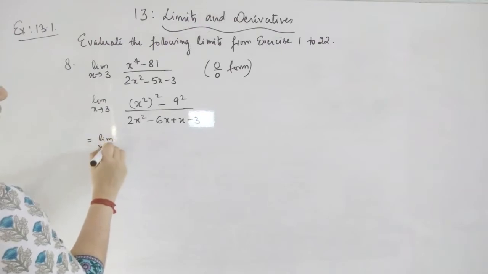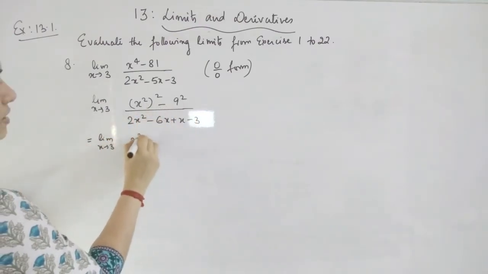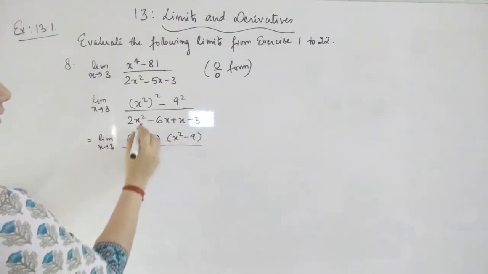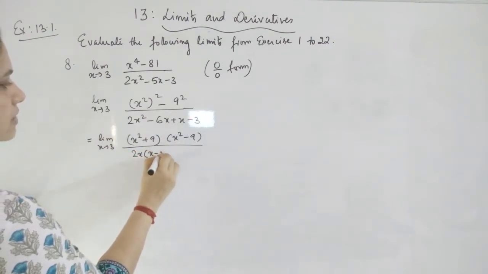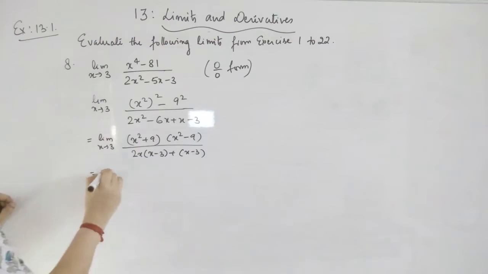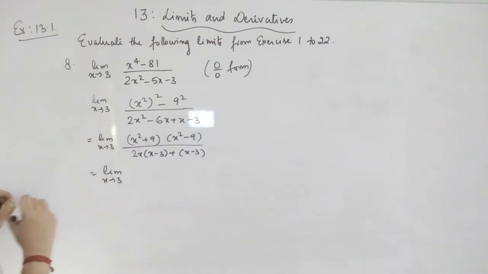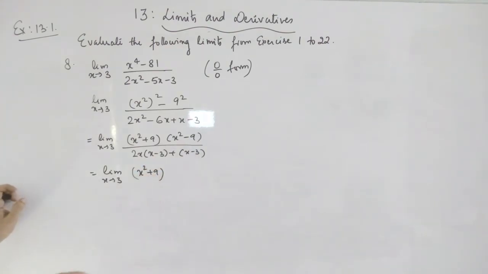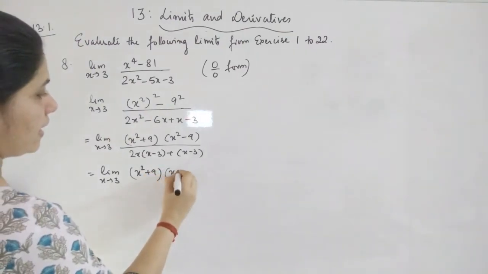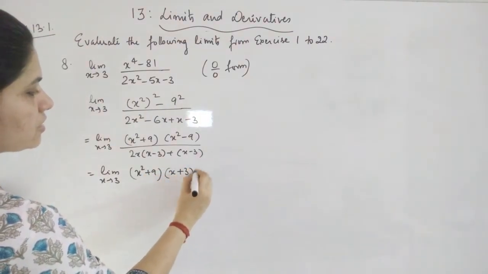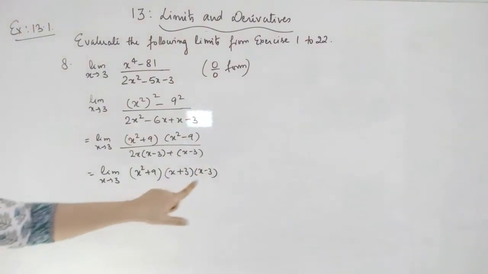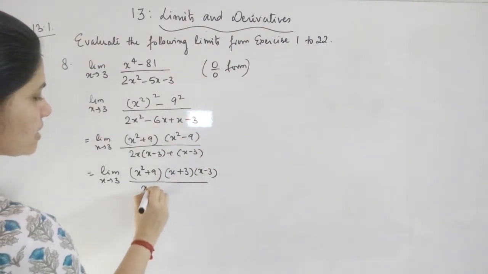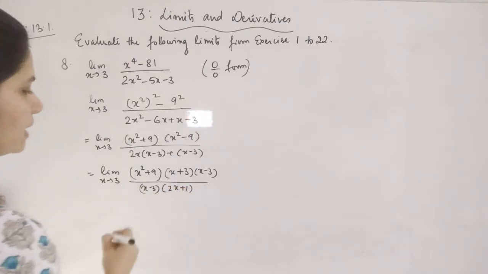Again the numerator can be written as, this is a square minus b square, so it is a plus b into a minus b, divided by, here 2x can be taken out, you will get x minus 3 plus x minus 3, so that this will give you limit x tends to 3. Again this can be split further, so you will get x square plus 9 into x plus 3 into x minus 3. So x square minus 9 has been split and written like this, again a plus b into a minus b, which is a square minus b square form. Now x minus 3 is taken out and 2x plus 1 will be the remaining part.